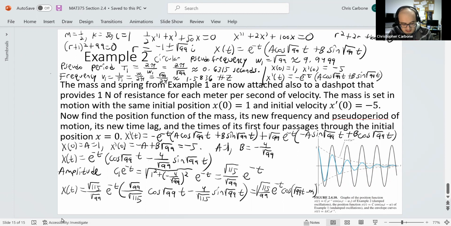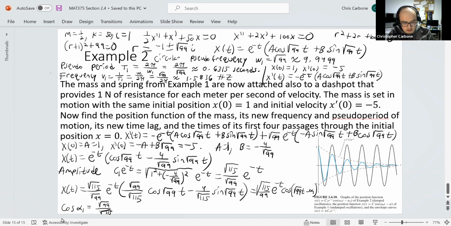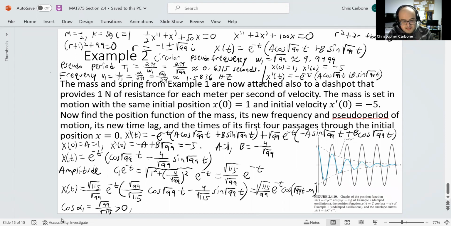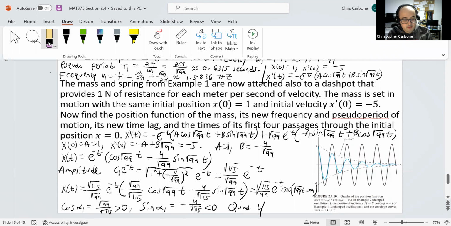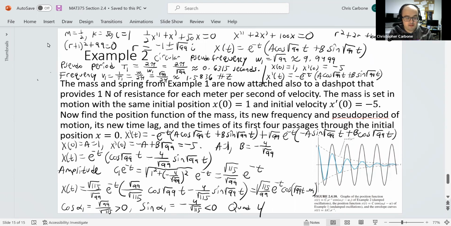So alpha sub 1 must satisfy that the cosine of alpha sub 1 is equal to the square root of 99 over the square root of 115, and that is a positive number. The sine of alpha sub 1 would be negative 4 divided by the square root of 115. That's less than 0. So just like before, we're in quadrant 4. And so let's find that alpha sub 1. Let me just erase above here, so we could see that calculation being done out.